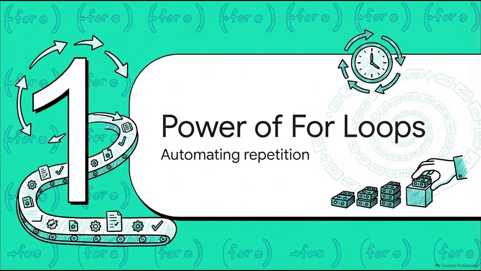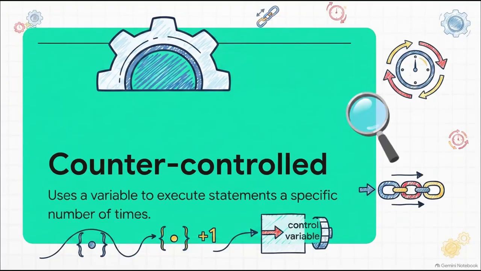Section 1, the power of for loops. This is really the first essential tool in our efficiency toolkit, automating repetitive tasks. To actually automate those tasks, we've got to understand something called counter-controlled repetition. In plain terms, this is basically a technique where you use a control variable to tell the machine to execute a block of statements a very specific number of times. It is literally the ultimate solution to the grueling problem of manual coding labor.